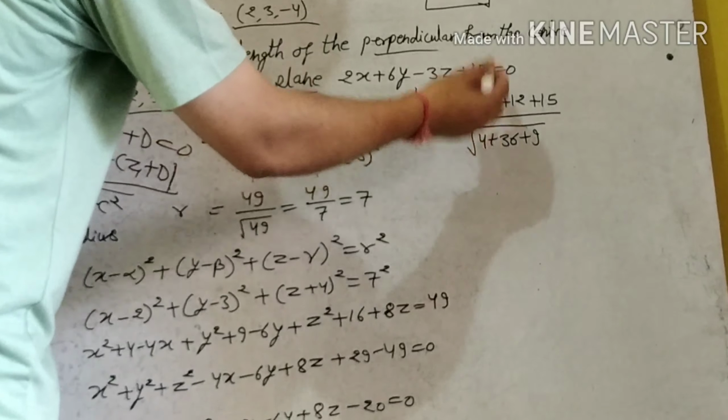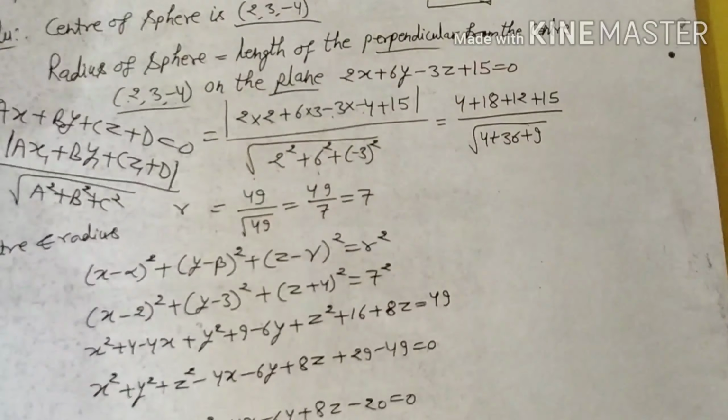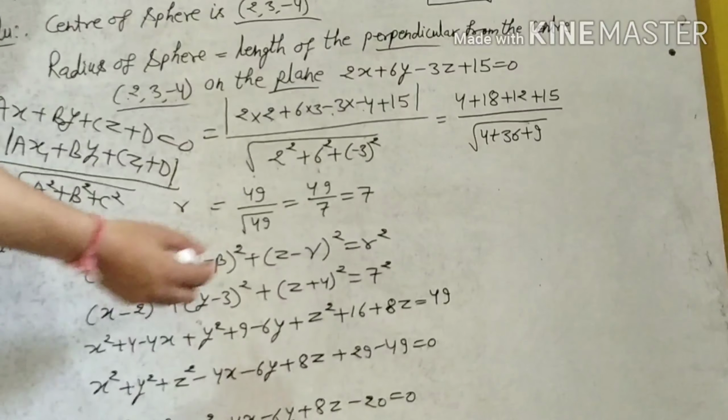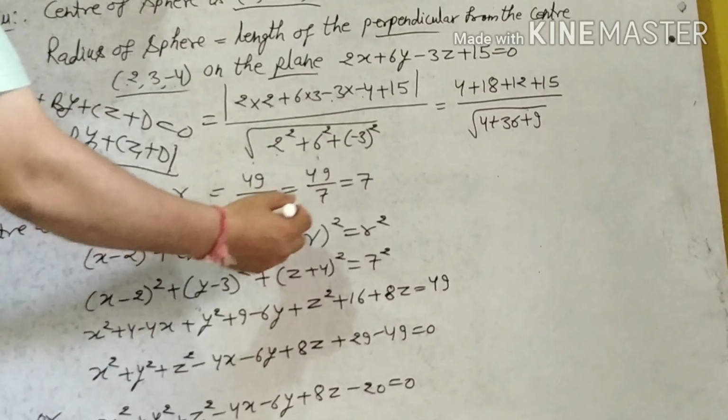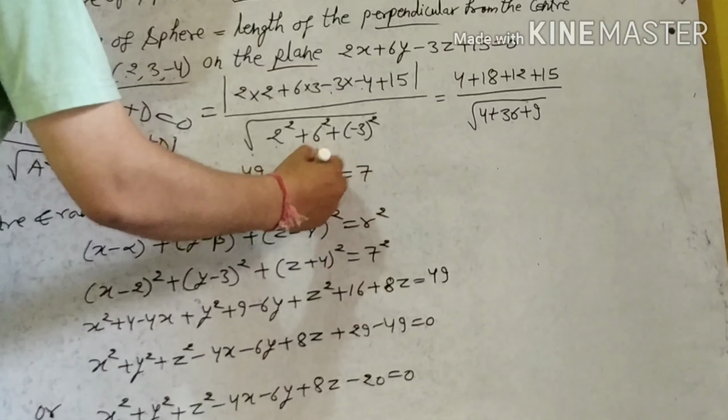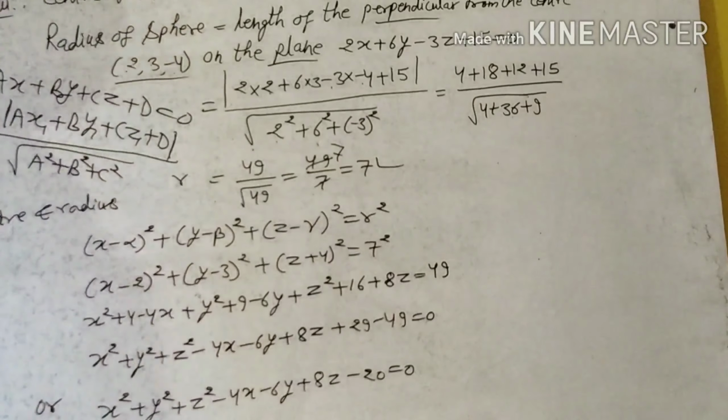So 4 plus 18 is 22, plus 12, plus 15, it will be 49, upon 4 plus 36 is 40, plus 9, 49. Under root 49 it will be 7, or 7 7s are 49. So the radius will be 7.